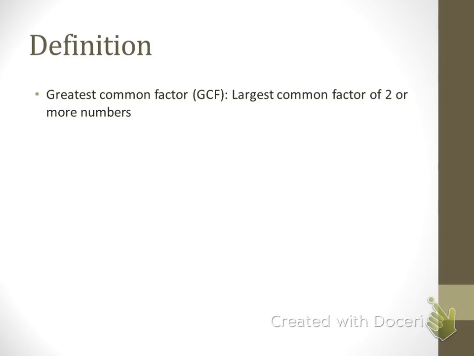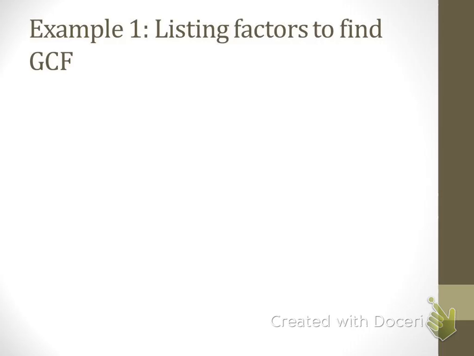All right, first of all, greatest common factor, what is it? The GCF is the largest common factor. Common is the key word. Common factor of two or more numbers. So the largest number factor that two numbers have in common. In example 1, we can find the GCF by listing the factors. There's two ways to find the GCF. One is by listing factors. The other one is prime factorization.